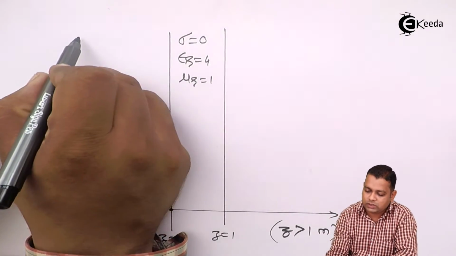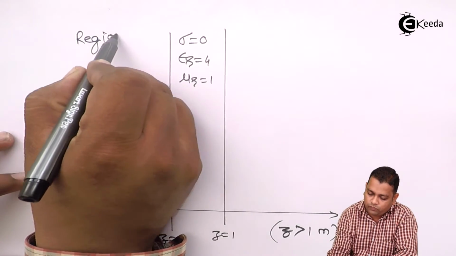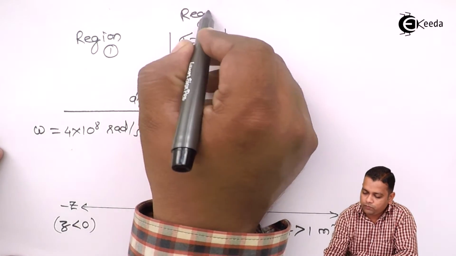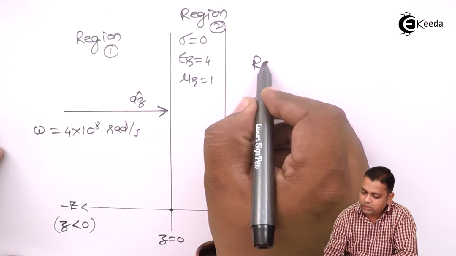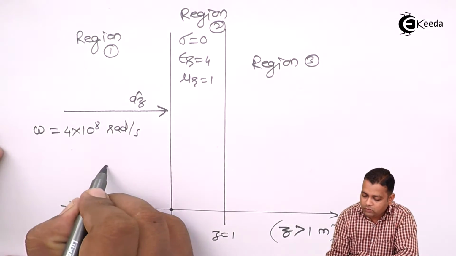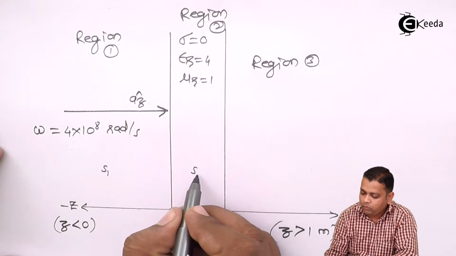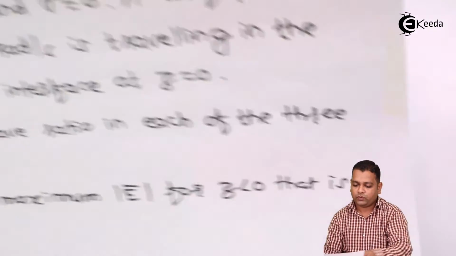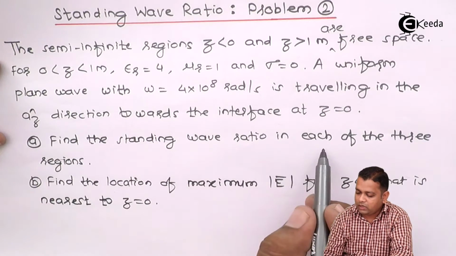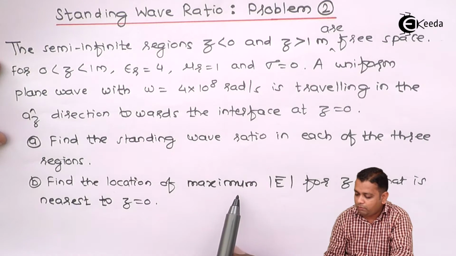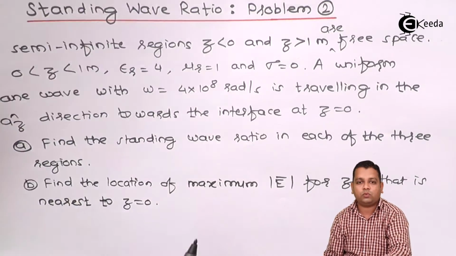So let us say this is region number 1, characterized by z less than 0. This is region number 2, and this one is region number 3. So corresponding standing wave ratio for region 1, we can give the symbol S suffix 1, for region 2 S suffix 2, and for region 3 that is S suffix 3. So what are the standing wave ratios in these regions is part A, and in part B find the location of maximum E bar for z less than 0, that is nearest to z equal to 0.